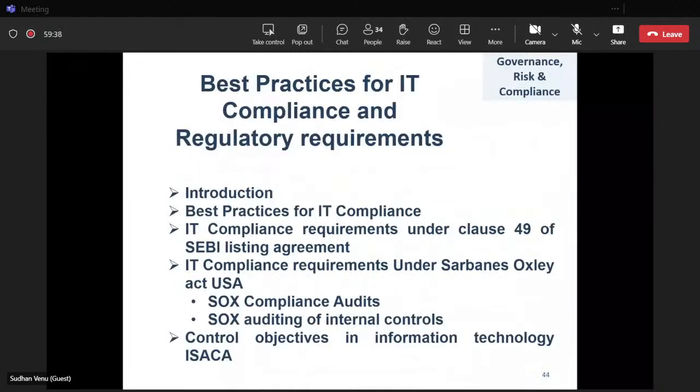And the last topic in the GS is best practices for IT compliance and regulatory requirements, which we are going to discuss. We have listed several best practices for IT compliance, and based on that, from an exam perspective, if they ask a question, you can elaborate on anything there. Next is the IT compliance requirements, and under this class there are important names. SEBI has listed some requirements, and the Sarbanes-Oxley Act in the USA also has compliance requirements. Under that we have SOX compliance audit and SOX auditing of internal controls. The final one is the control objectives for information technology, for ISACA.